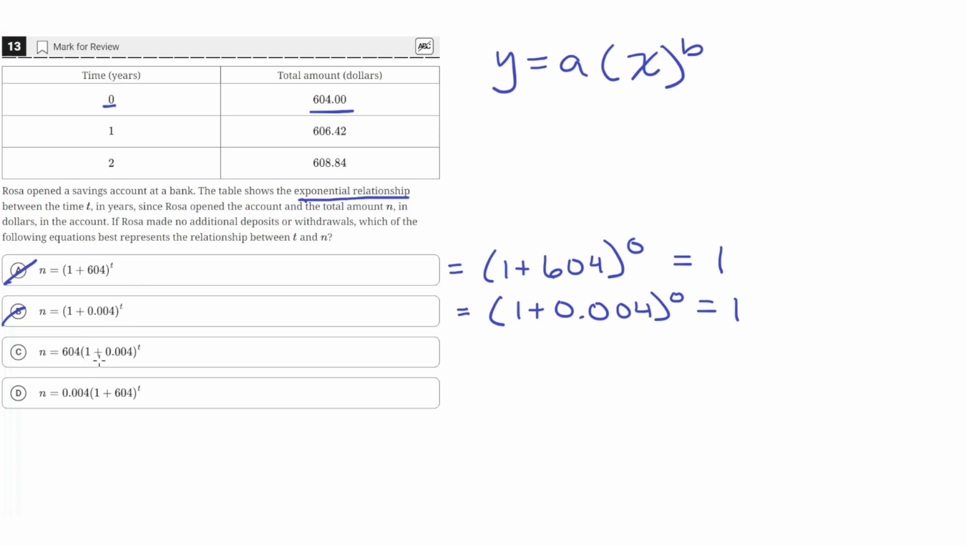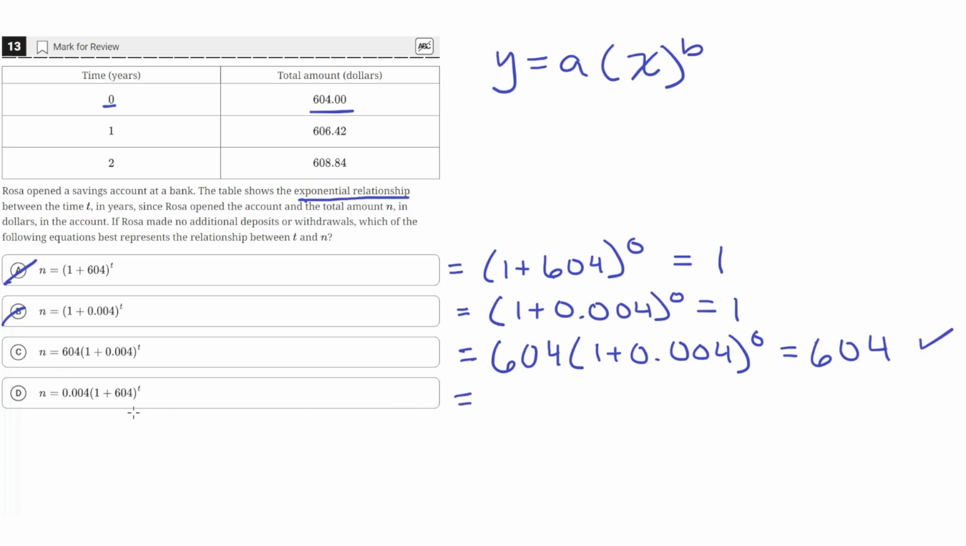Okay, so for answer choice C, when we plug in t equals 0, we get 604 times 1 plus 0.004 raised to the 0th power. And this quantity right here, 1.004 raised to the 0th power, will just be 1, and then 1 times 604 is just equal to 604. So that's correct. So C is potentially a correct answer.